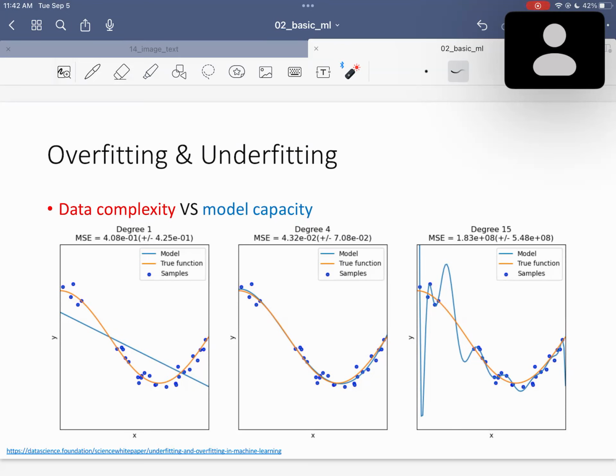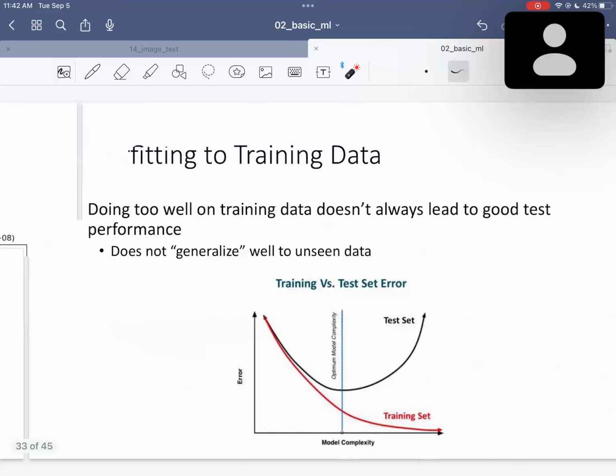How can you choose the right degree of model? Exactly, as I said, it's not really easy. It's usually dark magic. You learn from experience. But in modern deep learning, interestingly, we don't care about that.